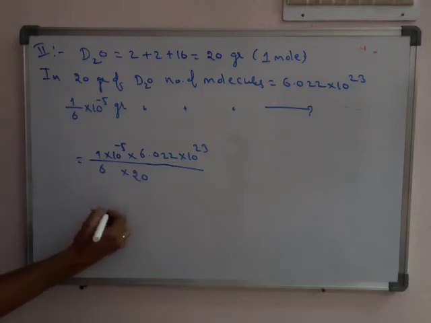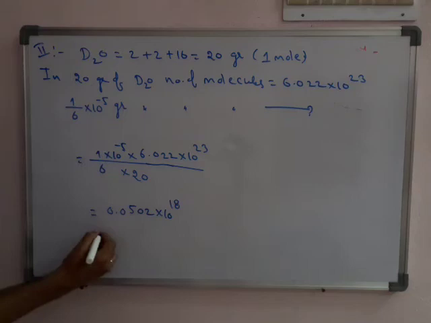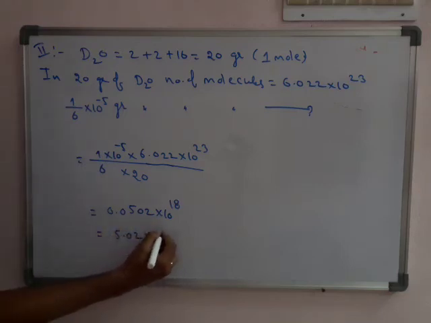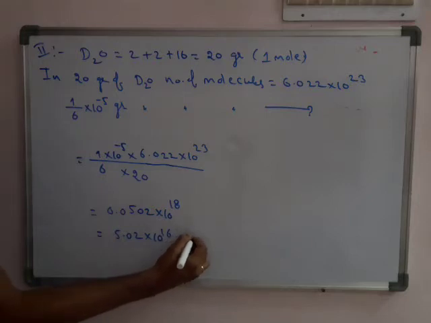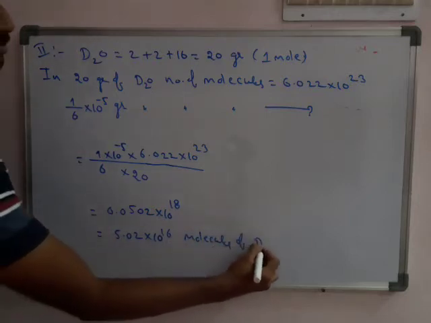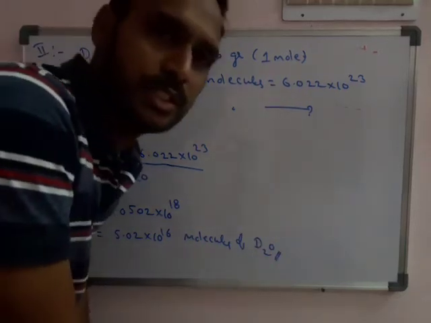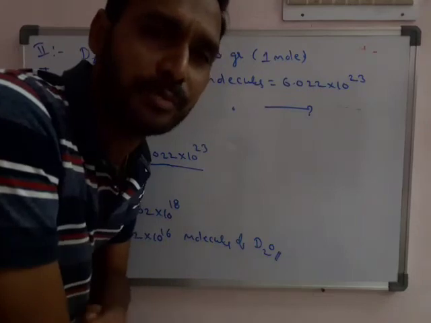So on overall calculation we will get 18, I think that is the option given, molecules of D2O. Actually, in this worksheet many different and important problems are there.